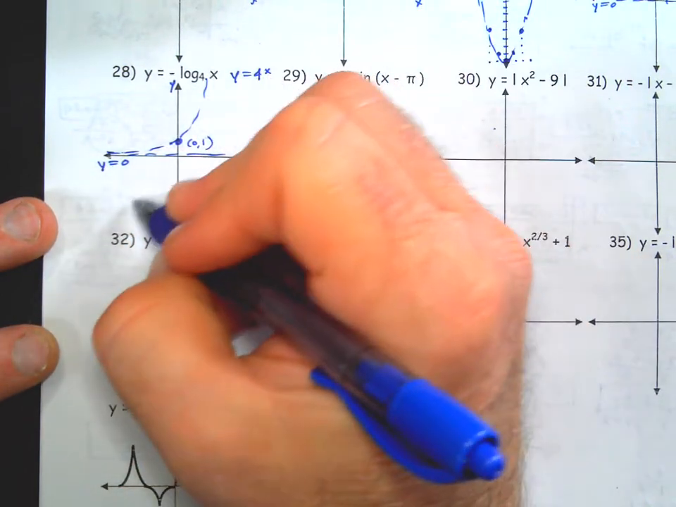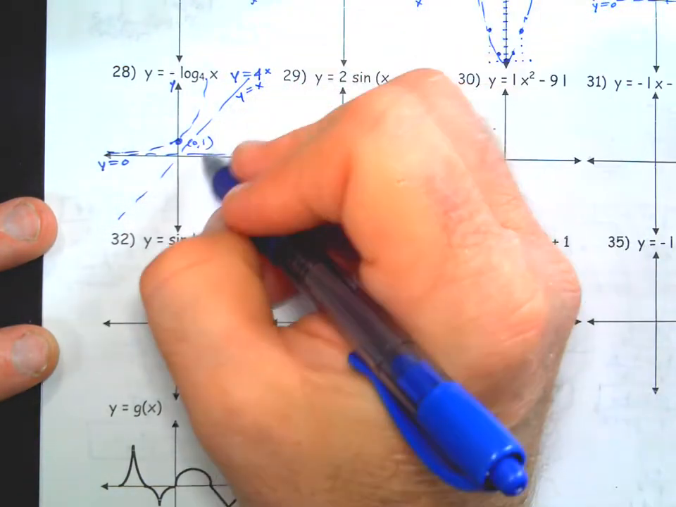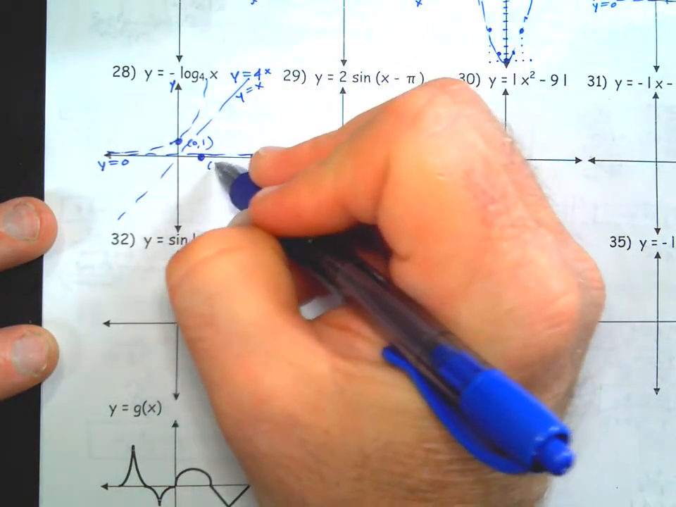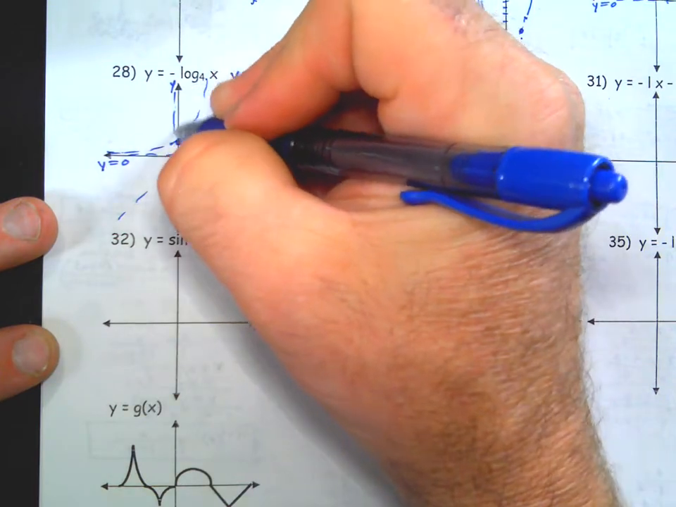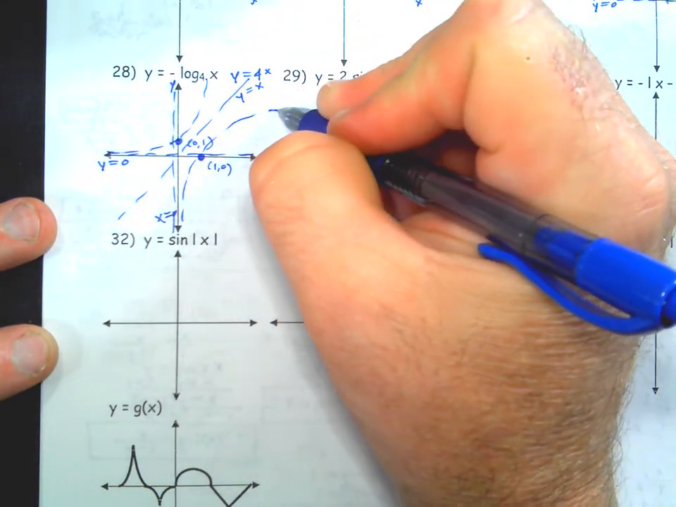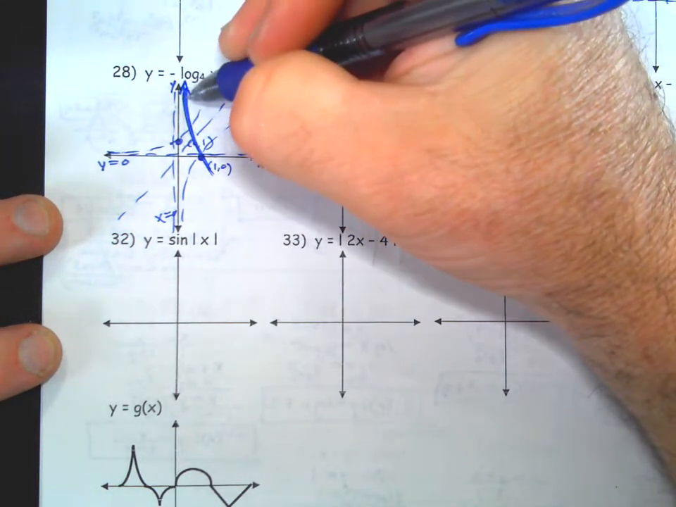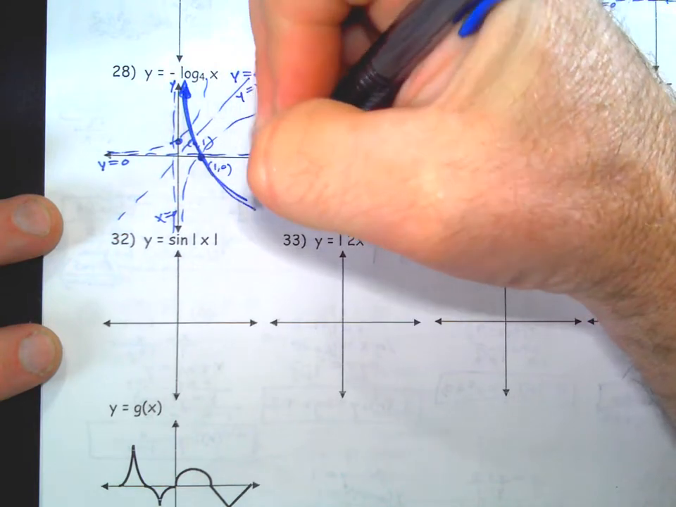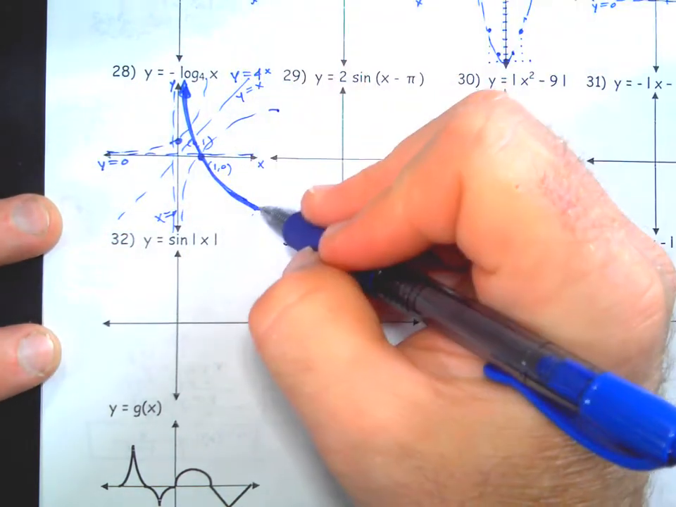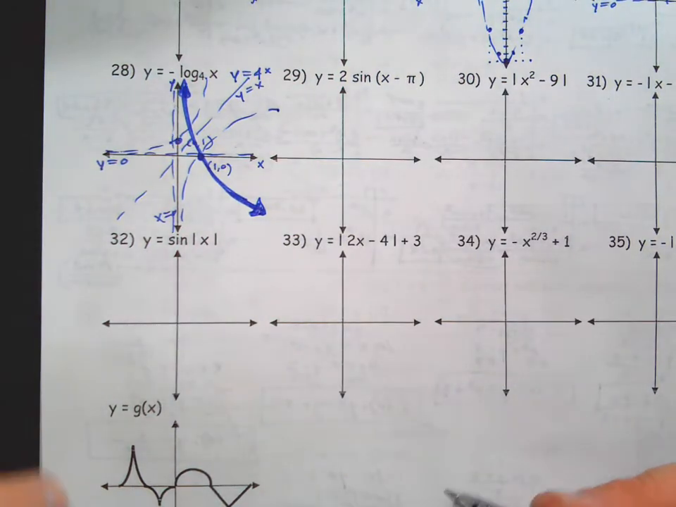Okay, and then we're going to flip it across y equals x to get the inverse function, which is log. So we're going to get 1, 0. Vertical asymptote, x equals 0. So that's what we get. The negative flips it upside down for your final answer. Arrows on the ends. Okay.